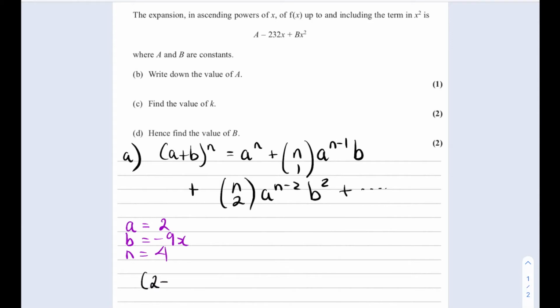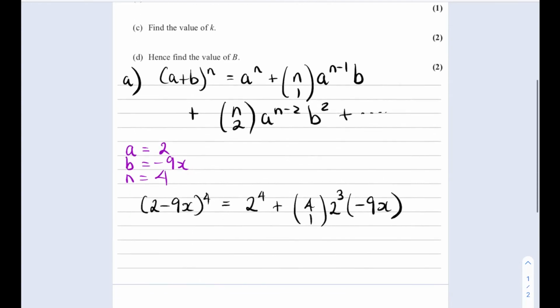So instead it says (2 minus 9x) to the power of 4 is equal to 2 to the power of 4, plus 4 choose 1, multiplied by 2 to the power of 3, multiplied by b. Now I'm using brackets for my b term, because when you start to involve the powers, you need to be careful with the minuses and also with the coefficients. And the third term, 4 choose 2, 2 to the power of 2, multiplied by (minus 9x) squared.